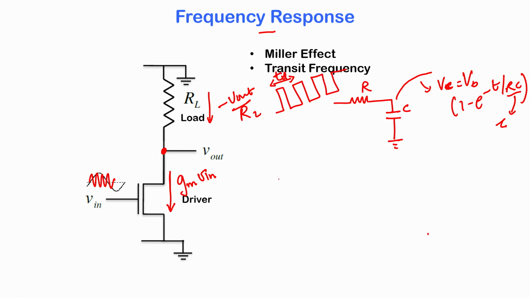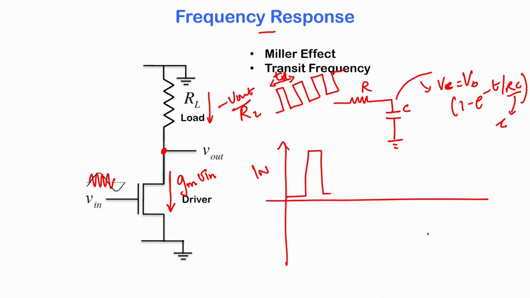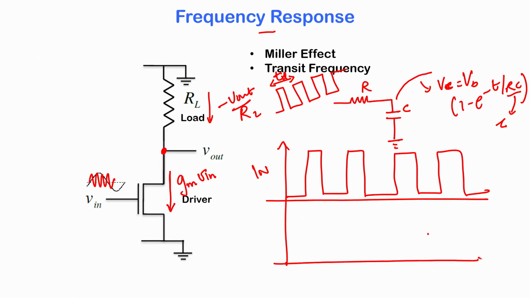Okay. So let us draw the waveform. Let us say that that is the input pulse, and that is the voltage waveform on the capacitor. How do you think the voltage waveform would be? So let us say this is a starting point.